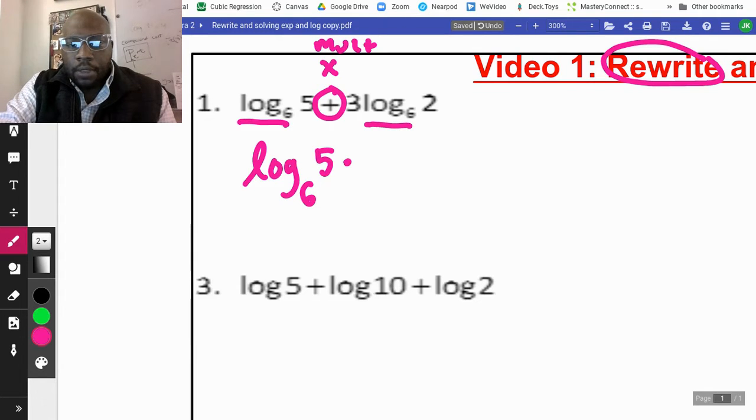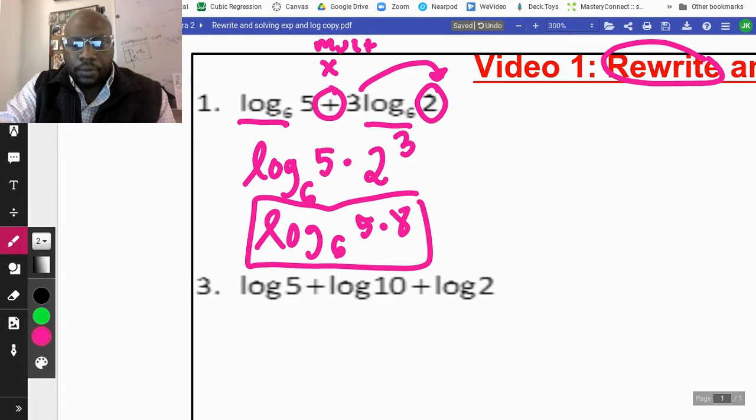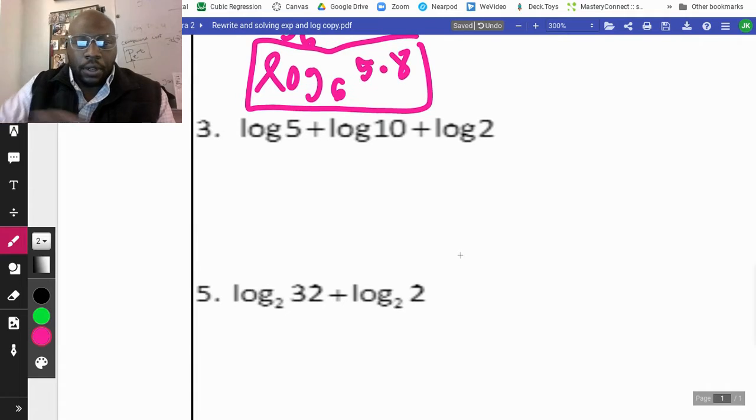What are you multiplying? You're multiplying by this 2 right here, but this 2 is raised to the power of 3. So you can stop here, or you can finalize your answer as log 6 of 5 times 2 cubed, which would be 8. We can stop here, or you can continue and make that 40. So this is good right here. That's the first one, and I can just move on in order.